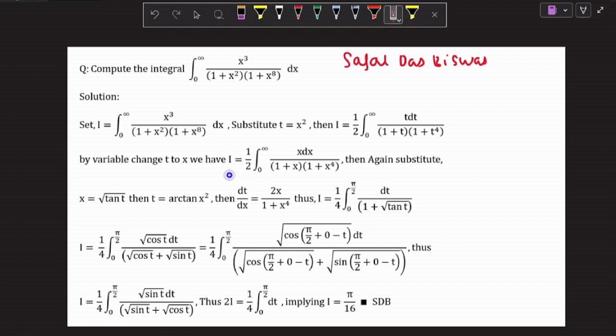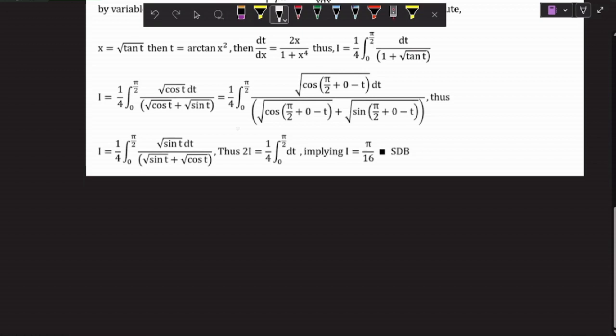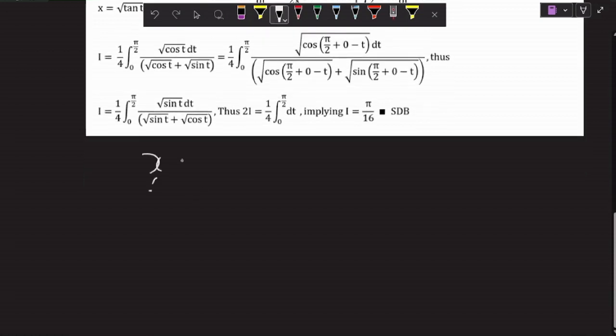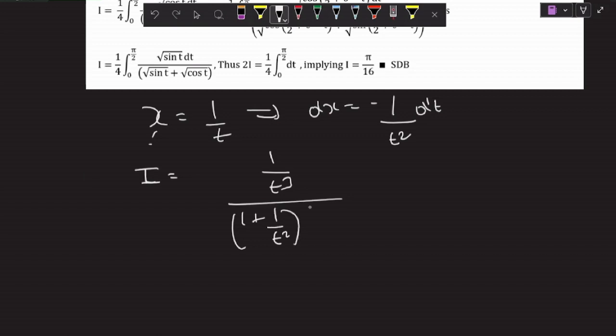After some 2 or 3 tries, I got the idea of substituting x is equal to 1 by t. And why exactly did I think of this? I would not like to comment on this. It was just intuitive, I would say. So from this, we have dx as minus 1 by t square dt. So I becomes, in terms of t, 1 by t cube upon 1 plus 1 by t square into 1 plus 1 by t to the power 8.